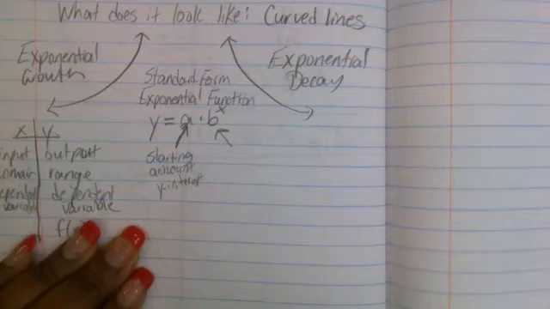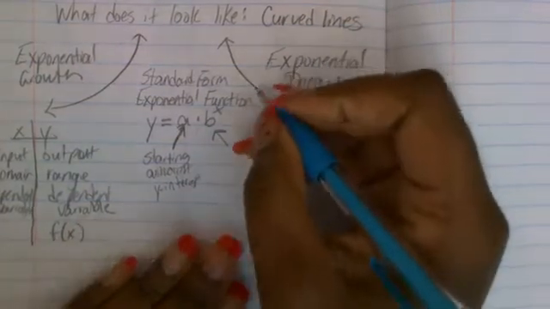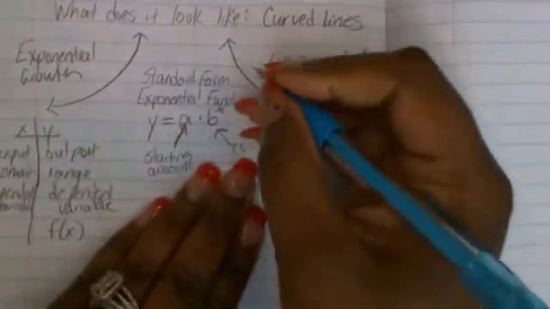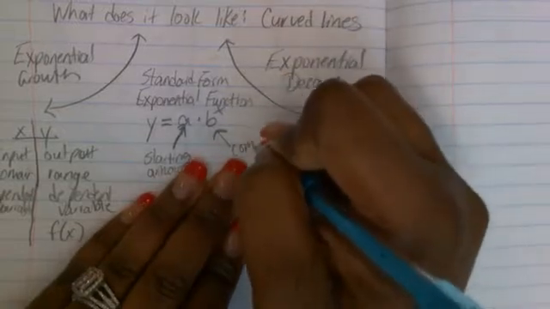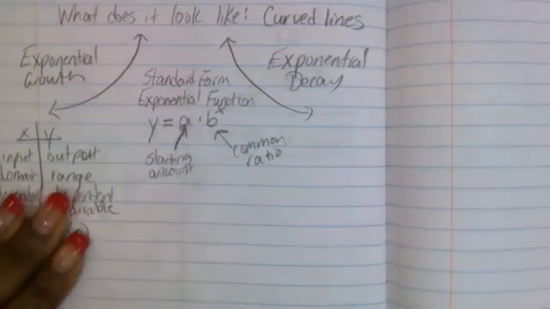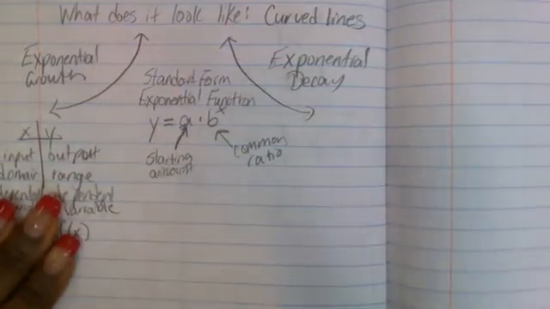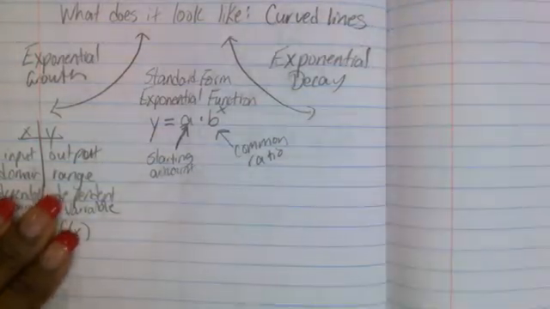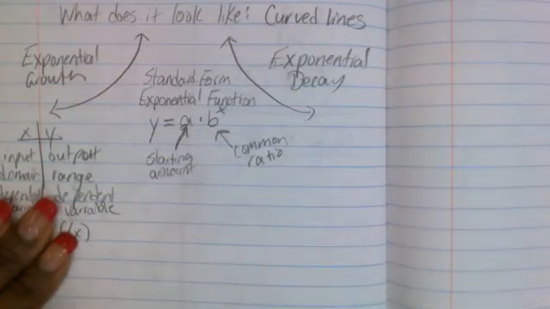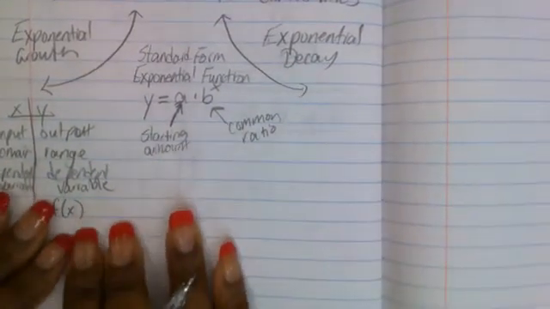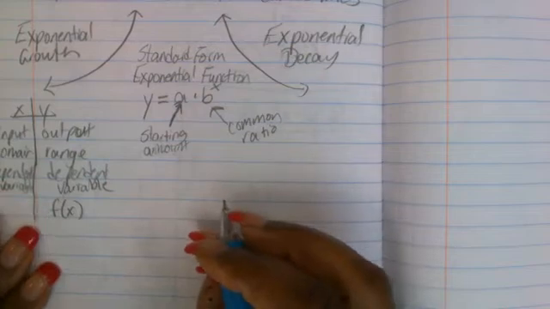This is your common ratio. Your b is your common ratio. That's the number that's being multiplied to get to the next number. Okay, that's the number that's being multiplied to get to the next number in the function. All right.